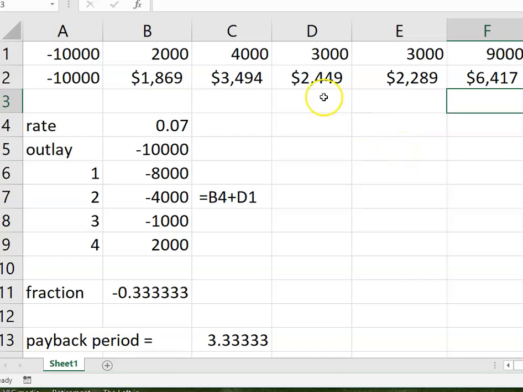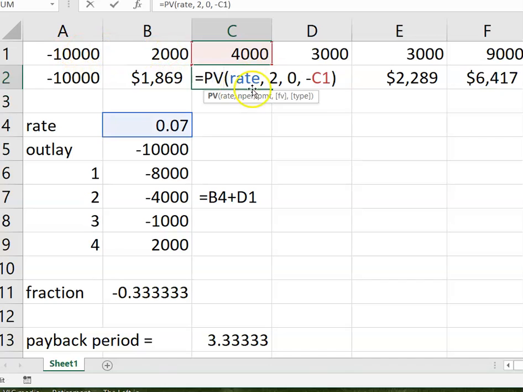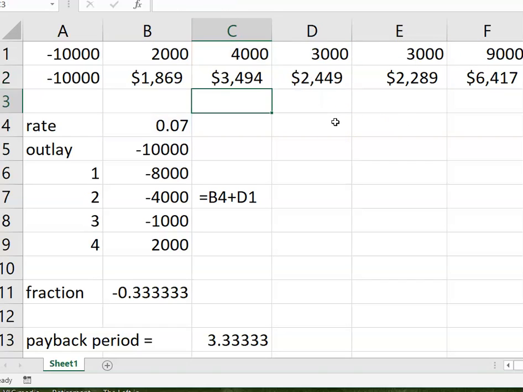If I'd been a little smarter when I did it, I might have had a row up on top that had the year. And then instead of putting in the number of periods here, I could just point to the cell up above. So this would be 1, 2, 3, 4, 5. All right, if you get it, that's good. If you don't, this works.